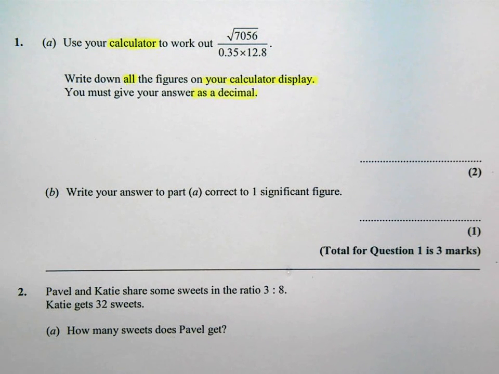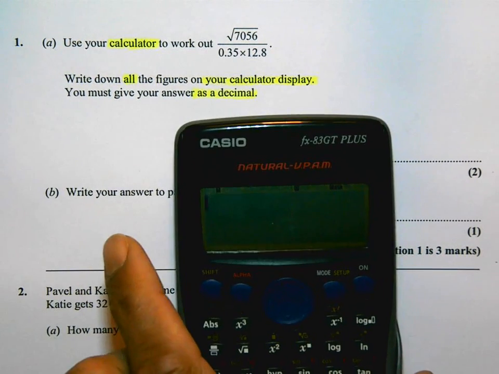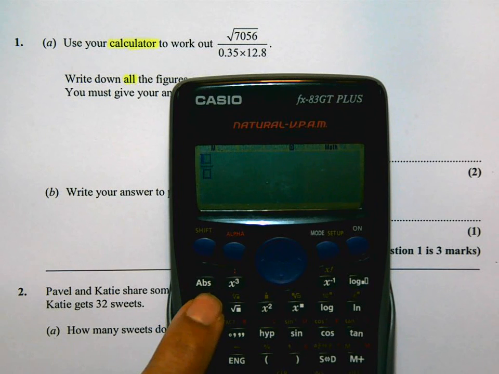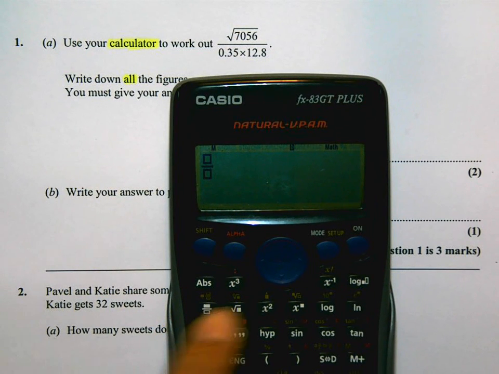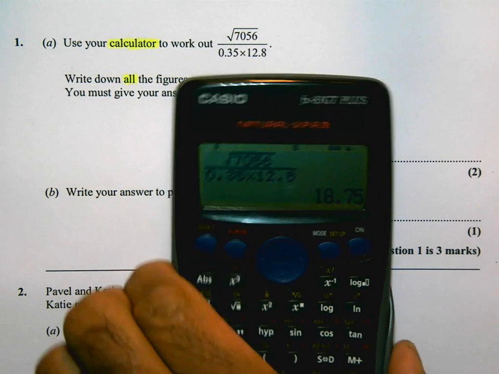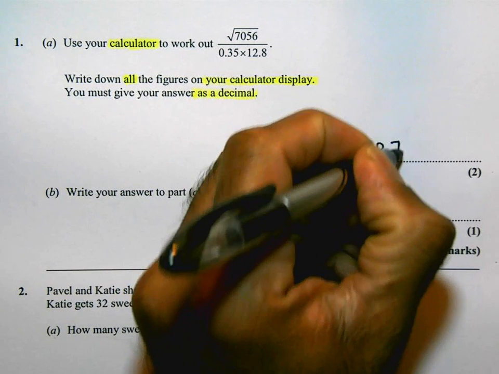So what you need to do is get access to your calculator, because it said use the calculator, and I'm going to enter that number on my calculator. I'm going to use this button here, which allows me to enter a fraction. I'm going to put in the square root of 7056. Use the arrow key to go below the line, and 0.35 times 12.8, equals, and there's your result, 18.75. I'm going to write that in the answer space, and that's everything on my calculator. I don't need to round it.